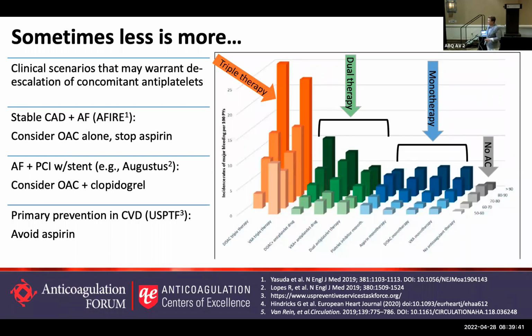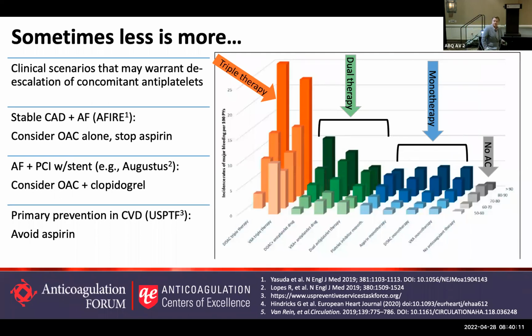And that's based on the FIRE trial that I've cited there. Similarly, we've had 4 randomized controlled trials in the last 4 or 5 years looking at that triple therapy issue in AFib plus PCI, percutaneous coronary intervention with stenting. We now know we shouldn't be doing triple therapy in most patients. We can get by with apixaban, such as from the AUGUSTUS trial, so something like apixaban plus clopidogrel, so scaling back in that realm too.